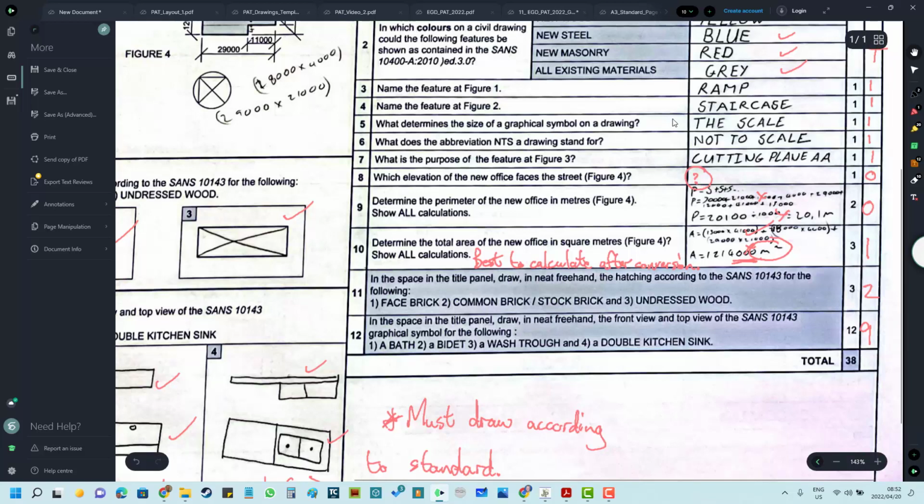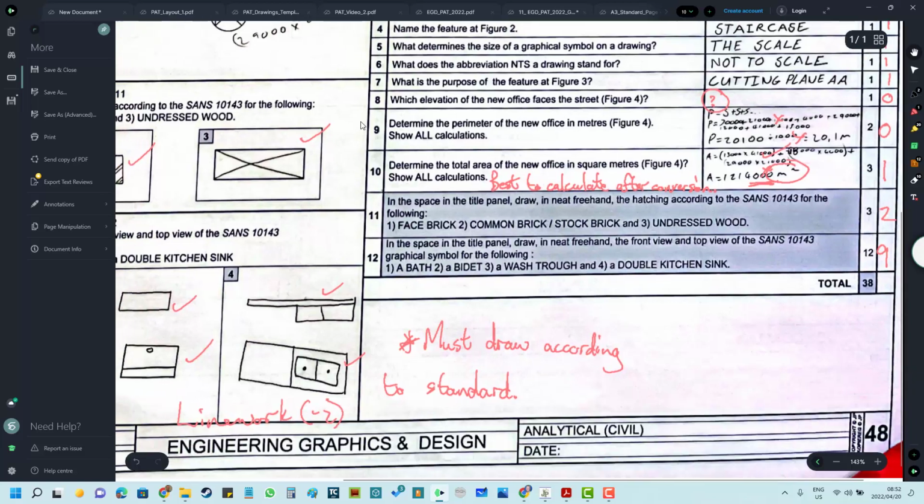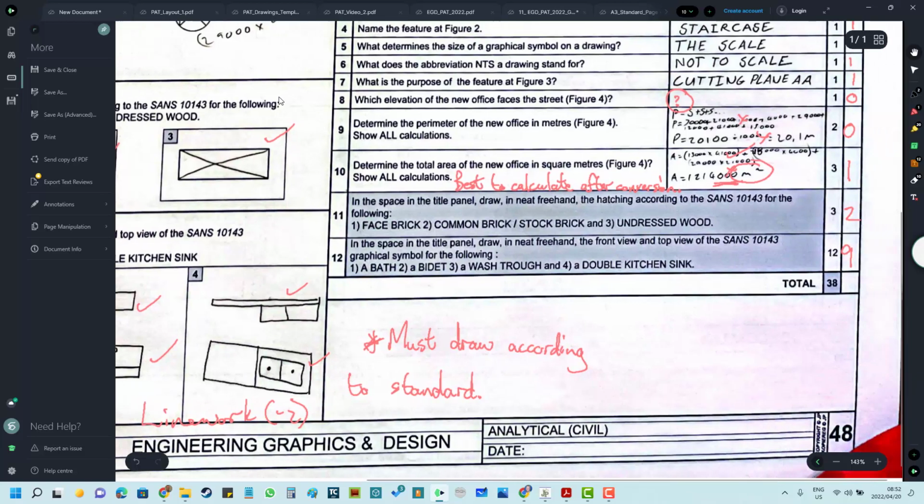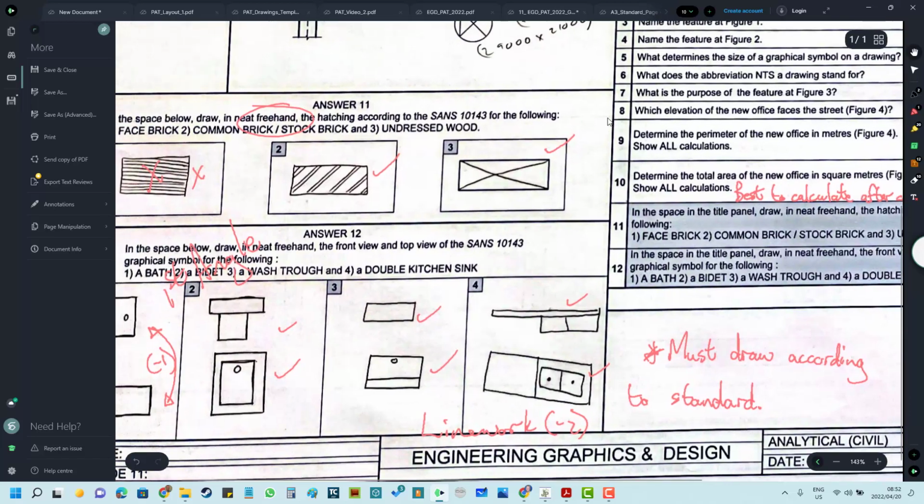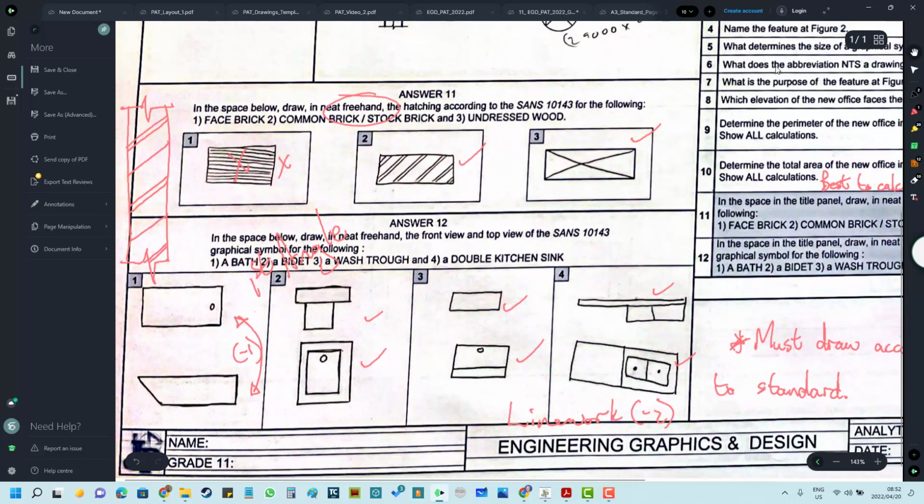So the next part is how I did the marking of the freehand drawings, questions 11 and 12. Now I just want to mention this is from the JPEGD workbook, page 48 for grade 11s, and this is the 2022 version of the workbook. What we do here with questions 11 and 12 is we have to use freehand to draw the drawings. So it's very important that you don't use any instruments when you do this. However, the standard must still be proper.